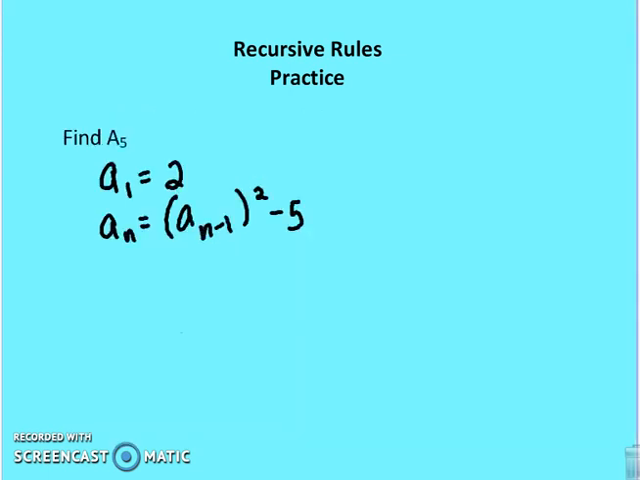All right, now I want you to find a sub 5. a sub 1 is 2, and the rule is a sub n minus 1 squared minus 5. So this is neither geometric nor arithmetic.